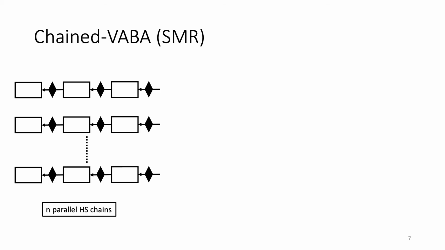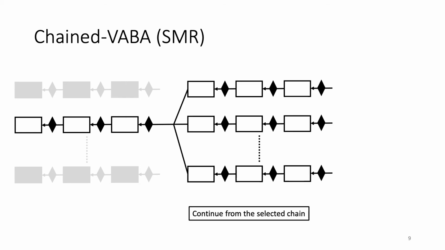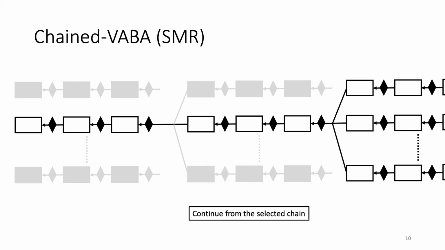First, we turn the single-shot BA protocol into an SMR protocol, which we call chained VABA. Similarly, chained VABA will first run n parallel Hotstuff chains, then run a leader election that randomly picks one chain. All the nodes will then lock or commit according to the selected chain. Then the protocol can continue from the selected chain and again build n parallel Hotstuff chains, randomly select one chain, and continue.